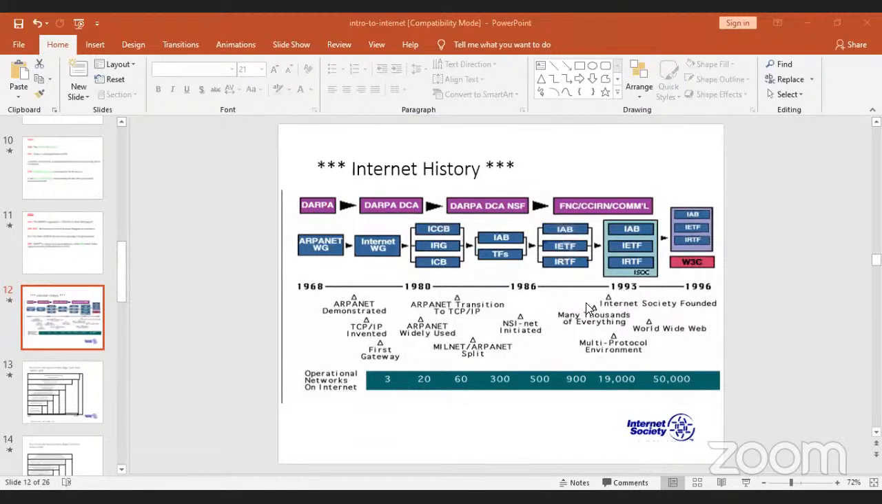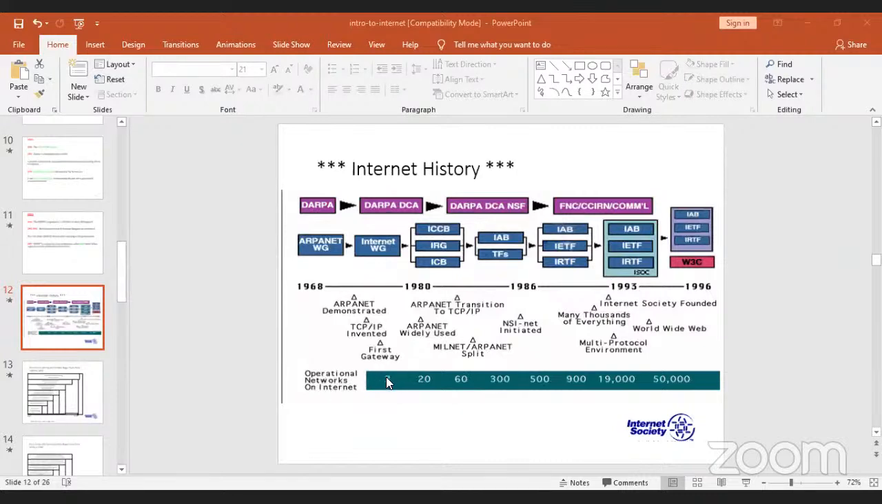So in 1970, you see that, because of the enlargements of the functionality of the internet, high speed network access points and that. So as all those things were increasing, protocols were also introduced. More protocols were introduced. So we have multi-protocol environment. And if you look at the last part of this, the down part of this diagram, you see operational networks on internet.